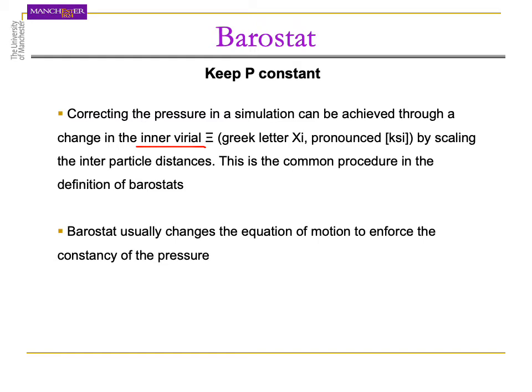It turns out that the virial depends on the positions of the atoms in the system. Therefore, if we scale the positions of the atoms of the system, we will be able to reach the pressure that we want. This is a different philosophy from the one used in thermostats, where we were coupling the system with an external heat bath. Instead, in this case, what we are doing is to act on the positions of the atoms through the virial to obtain the prescribed pressure.